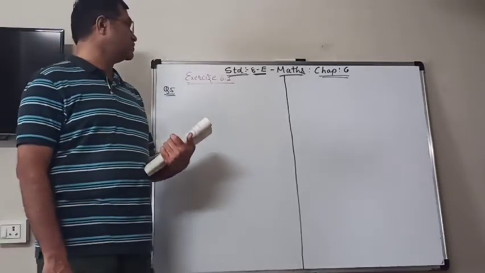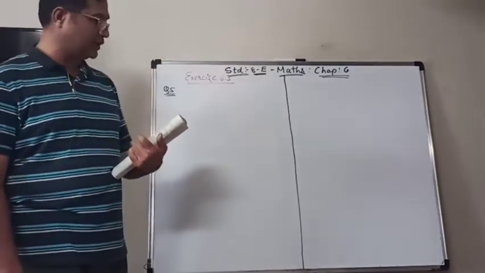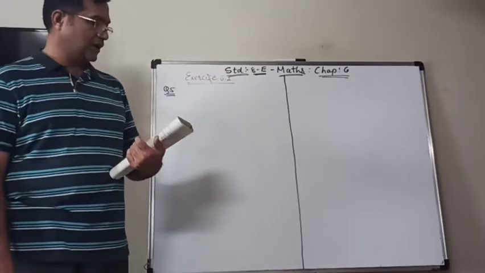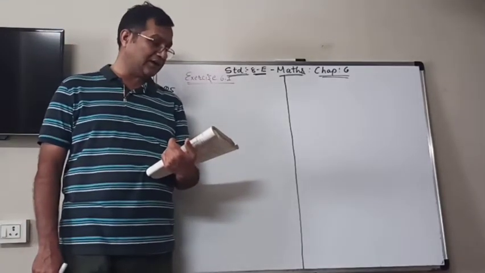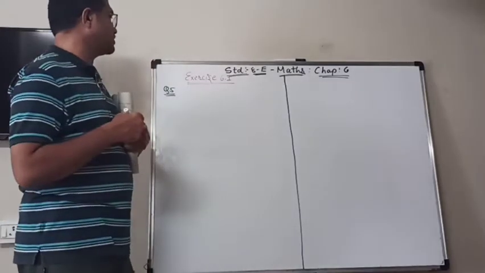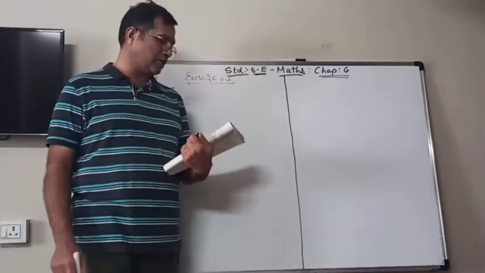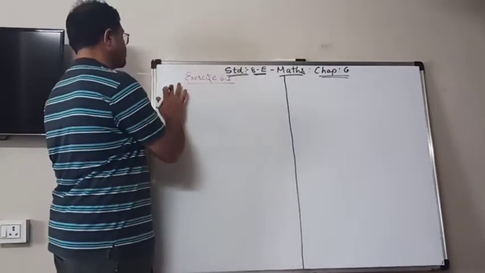In Chapter 6 in Maths, Squares and Square Roots, we started exercise 6.1 and have finished questions 1, 2, 3, 4 and 5. Today we are going to start question number 6.